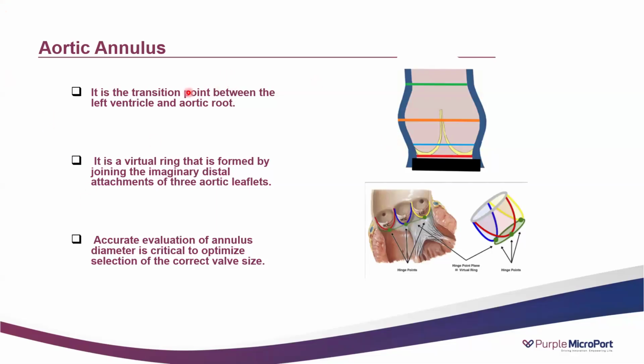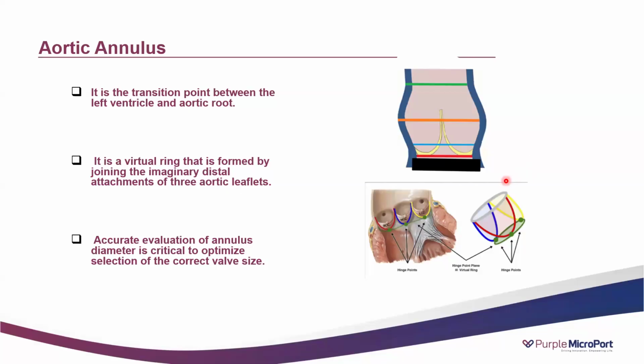The aortic annulus is the transition point between the left ventricle and the aortic root. This red line, can you see? It is a virtual ring formed by the imaginary joining of the three leaflets. When these three leaflets join at the bottom, it is given the name annulus. Now this annulus size is very important because it corresponds with your valve size. If I say I need a Vita Flow of 21, it means the aortic annulus should be 21 when I am implanting the valve.